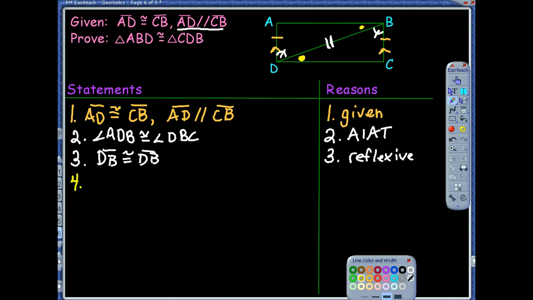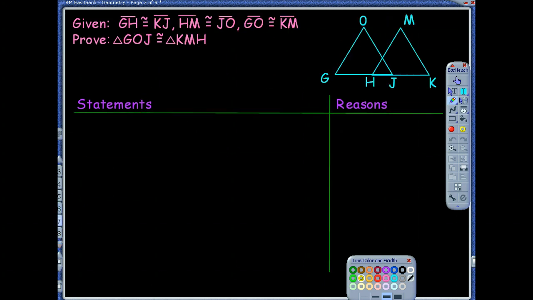Okay, so I'm looking at what I've got in my proof, and I realize I've got two segments and an angle that are already marked congruent. And when I look at my picture, I'm realizing it's two segments with the included angle. So the side angle side. So I'm going to make that statement that triangle ABD is congruent to triangle CDB, and that reason is side angle side. And it is that included angle, so that's why I know I can use that. Excellent work.